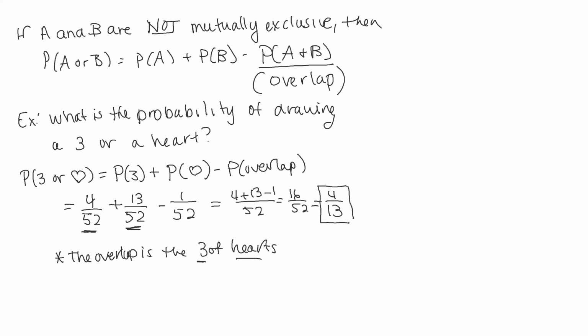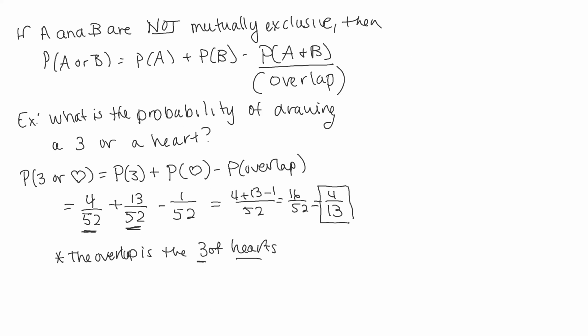Okay. Again, you want the probability of drawing a 3 or a heart, and it is going to be 4 out of 13. You take the probability that you draw a 3, you add it to the probability that you draw a heart, and then you subtract the overlap.